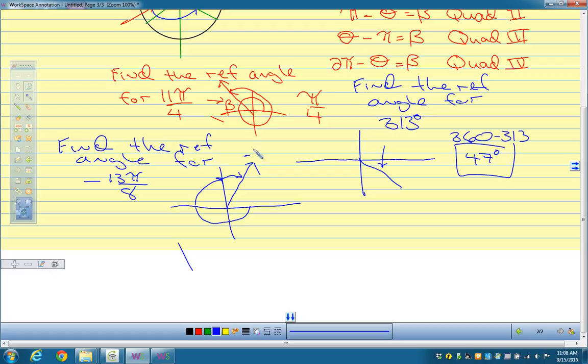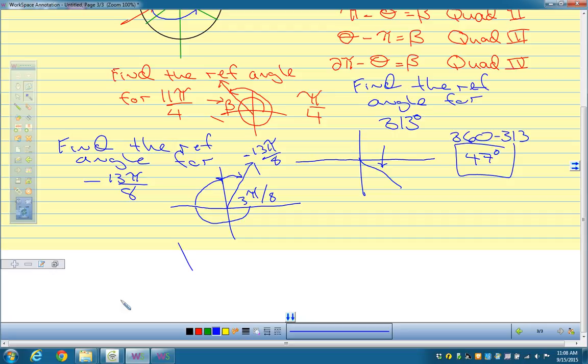So if this is negative 13 pi over 8, how many more pi over 8 is it to get to here? Altogether, how many pi over 8 are there in a circle? 16 pi over 8. So how many more to get to here? Not 3. Oh yeah, you're right. That'd be 3 pi over 8 would be your reference, right? Think of it in pi over 8. 4 pi over 8, 8 pi over 8, 12 pi over 8. So 13 pi over 8 has to be here. 16 pi over 8 would be all the way around. So if you subtract 16 minus 13, I get 3 pi over 8.